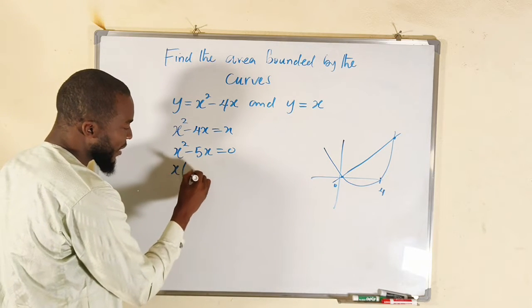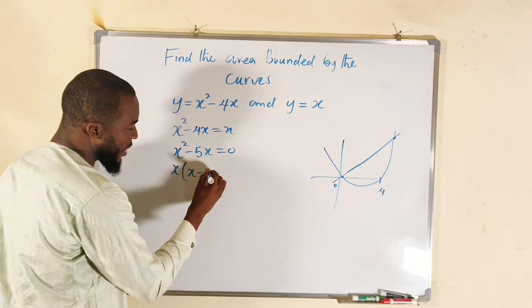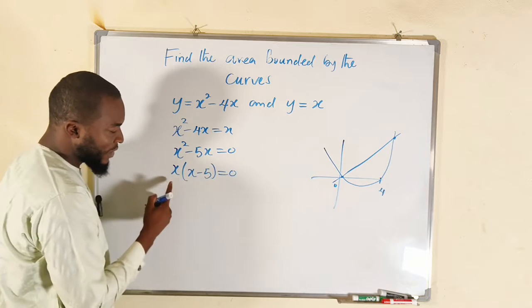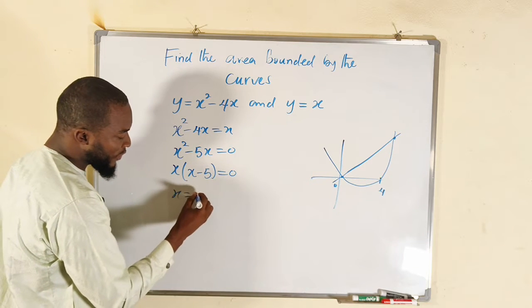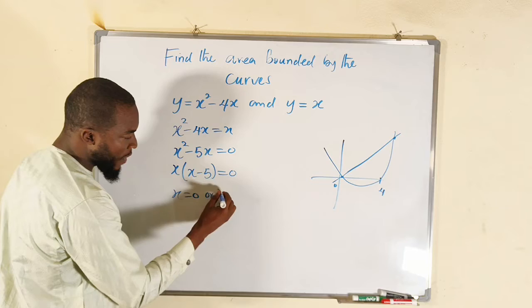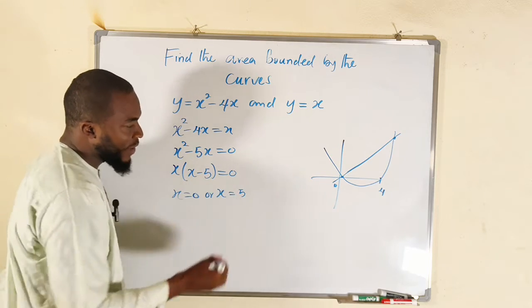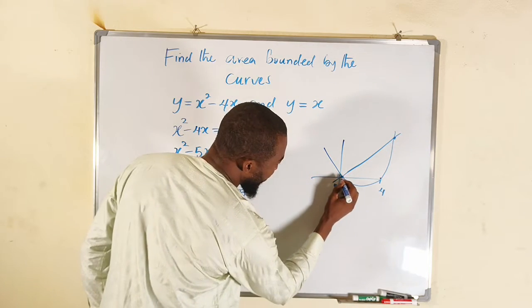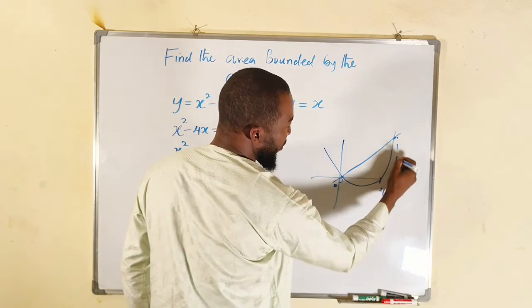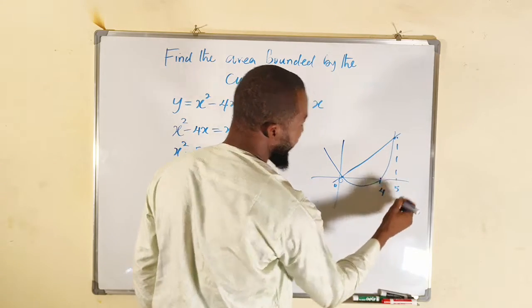This is the same thing as x times x minus 5 equal to 0. You can see that x could either be equal to 0 or x equal to 5. So it means that they intersected at these 2 points, the origin as well as this point 5.